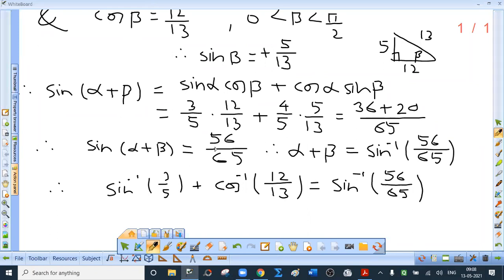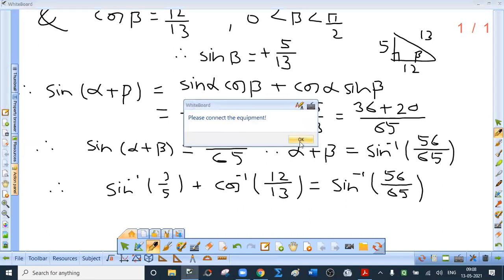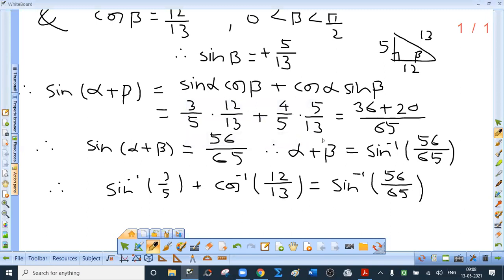So what is alpha plus beta? Sine inverse of 56 by 65. But we have put alpha for what? Sine inverse 3 by 5 and beta for cos inverse 12 by 13. And therefore sine inverse 3 by 5 plus cos inverse 12 by 13 is sine inverse 56 upon 65. Right, write it down.